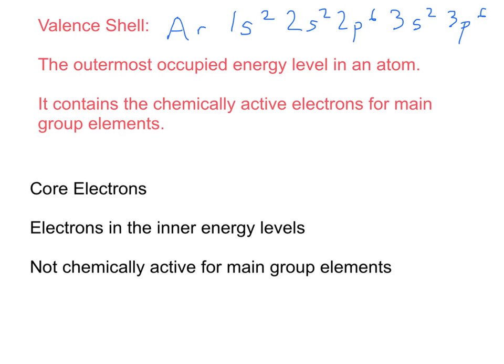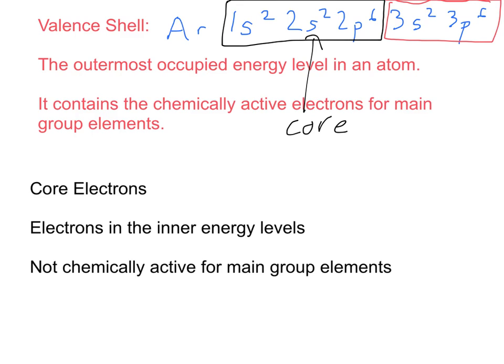So that's the electron configuration of argon. Its valence shell is the third energy level because that's the highest energy level in which it has electrons. Its core electrons would be all the electrons occupying the first and second energy level. We would say that argon has 8 valence electrons because 2 plus 6 is 8.